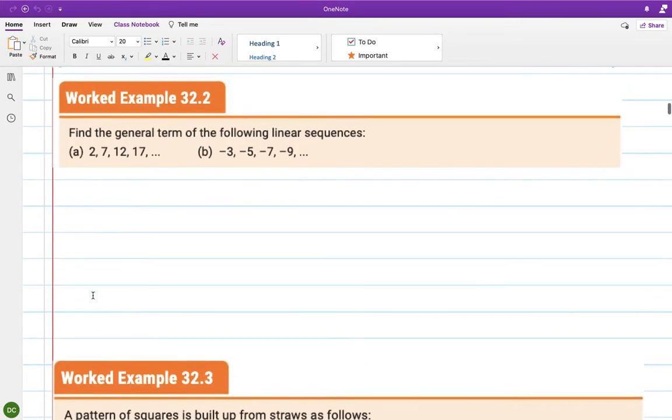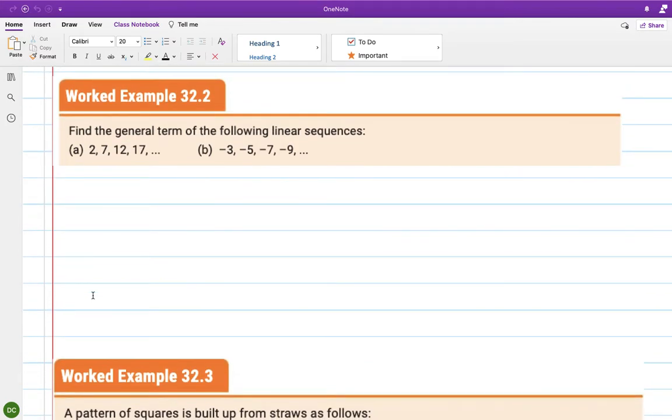Here we go. Right, so we'll start. I know I skipped over loads there, but I'm gonna fill it all back in. Okay, so we'll start with this one here. 2, 7, 12, 17. Okay, and the question is, find the general term.